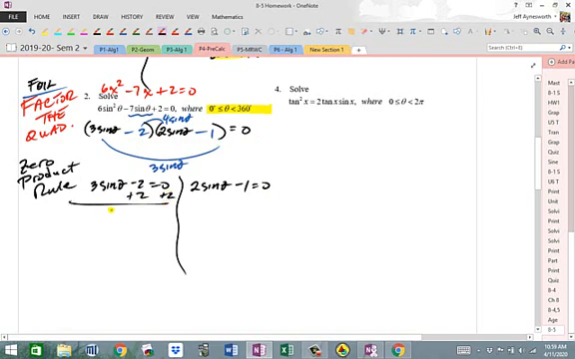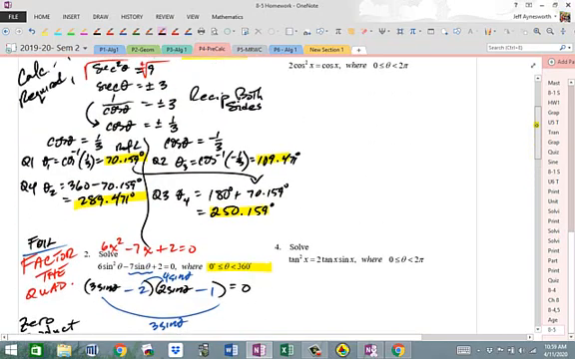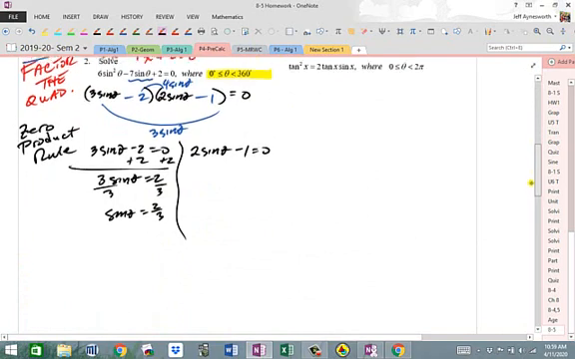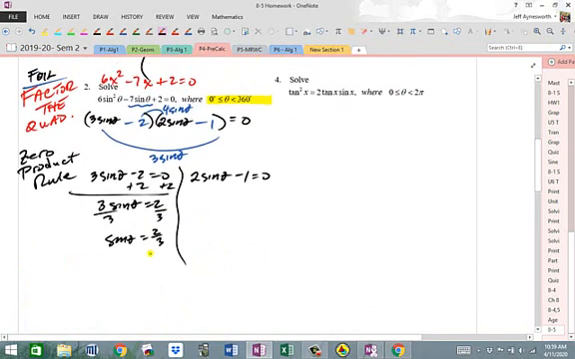You use some basic algebra 1 here, and then divide by 3, and you get sine theta is equal to 2/3. And 2/3 is not on these triangles up top either. They don't exist on these triangles, so this is another calculator problem. What we need to do is take the inverse sine of 2/3. Sine is positive in quadrants 1 and 2, so quadrants 1 and 2 are solutions. So theta is equal to the inverse sine of 2/3.